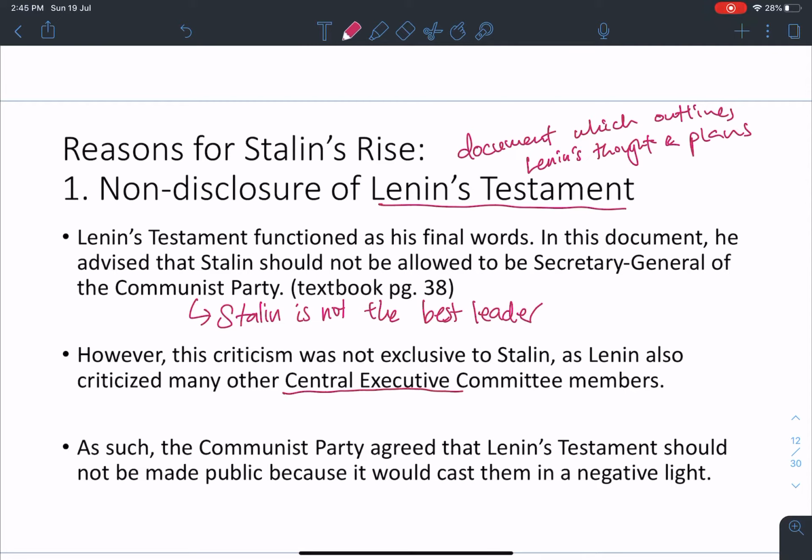The Central Executive Committee is basically all the most important members of the Communist Party. CCCP is the acronym for the Communist Party, okay? So we must consider what this means. If I am a member of the CCCP, a member of the Central Executive Committee, and there is a document that details my weaknesses and says that I am not fit to lead the Communist Party, there is no way that I am going to want this document to be published. And that is how we get to point 3, because nobody wants Lenin's Testament to be published.